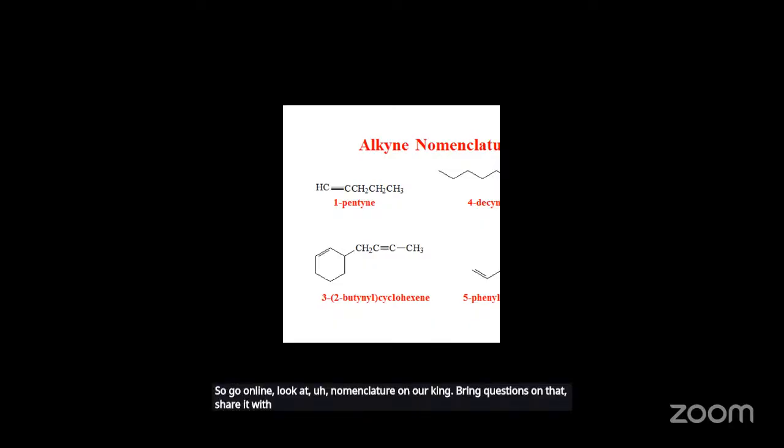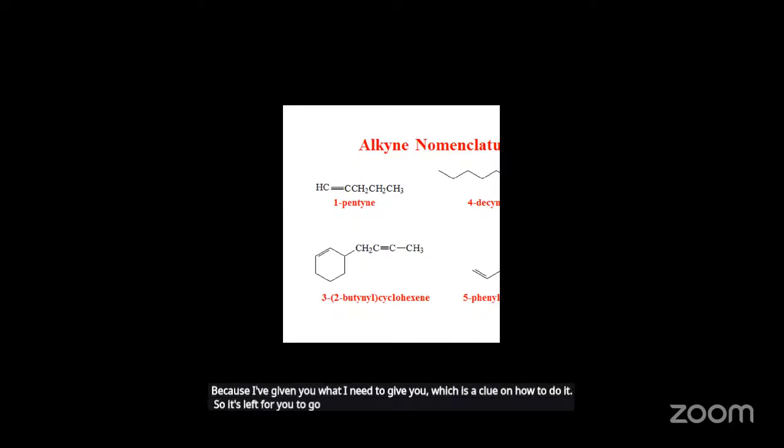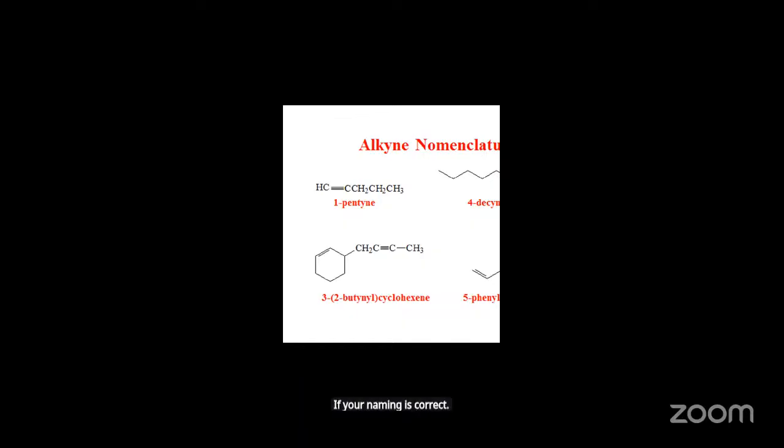So go online and look at nomenclature on alkene. Bring questions on that. Share it with us on the platform so we can do it together, because I've given you what I need to give you, which is a clue on how to do it. So it's left for you to go and solve examples, then share your examples and confirm if your naming is correct. That's how you learn. You learn by practicing.